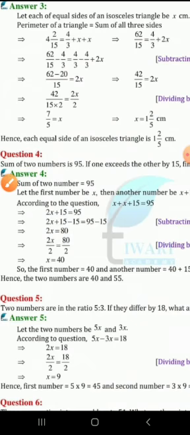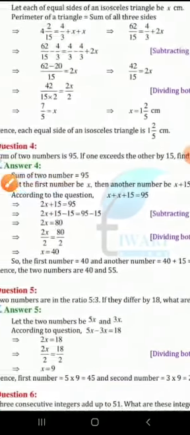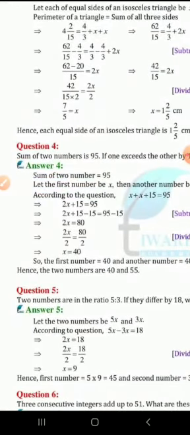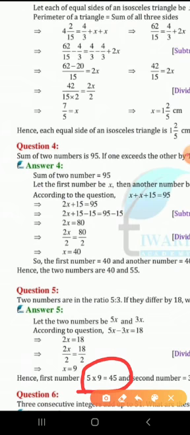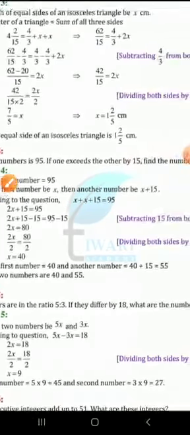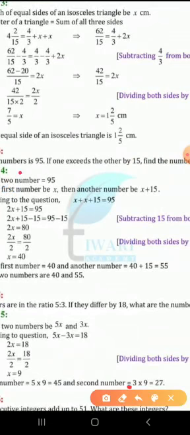And what are they asking in the question? You have to find the numbers. We have found x as 9. So the first number was what? First number was 5x. So 5x means 5 into 9, that is 45. And the second number was 3x. So 3 into 9, that is 27. So this question is over. In this type of question where a ratio is given, you can assume the numbers as 5x and 3x, as done in this question.